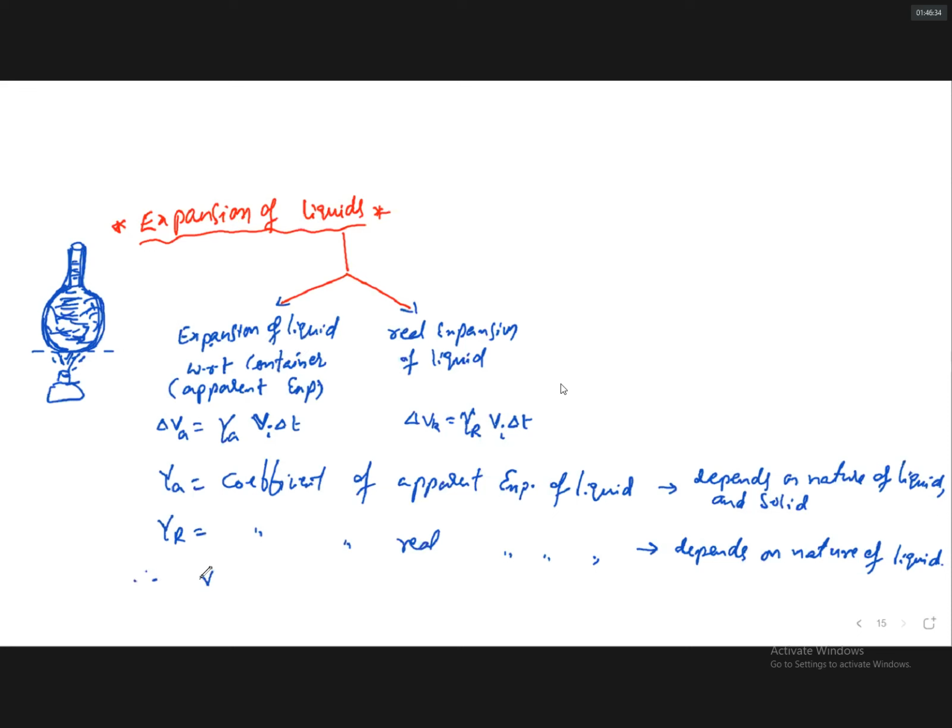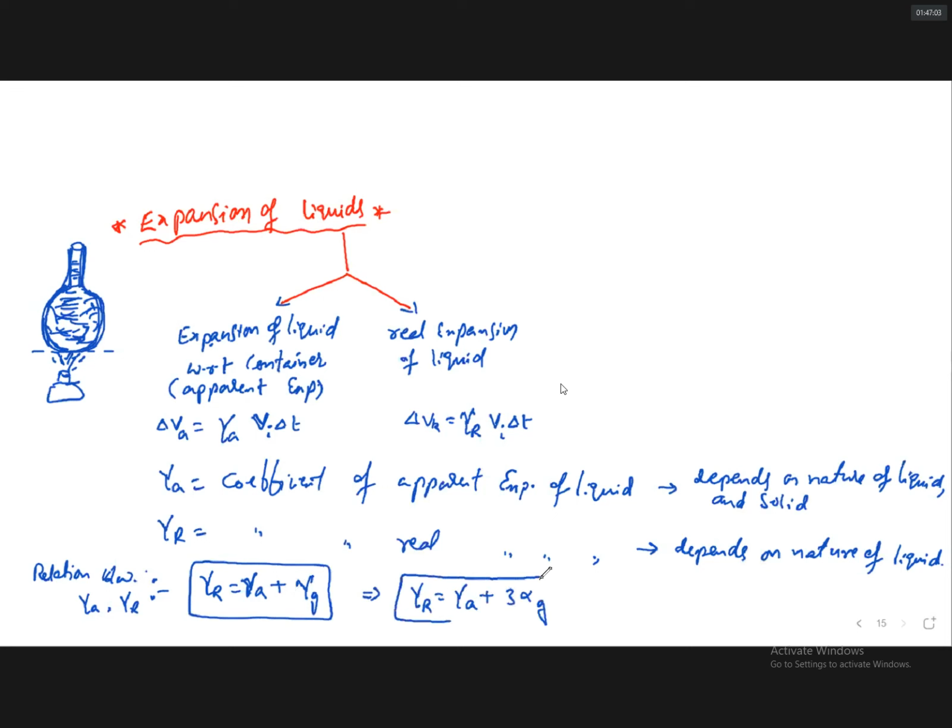So we can relate gamma R and gamma A. The relation between them is gamma R is equal to gamma A plus gamma Z, that is, gamma R is equal to gamma A plus 3 alpha Z. That is the relation between gamma A and gamma R.